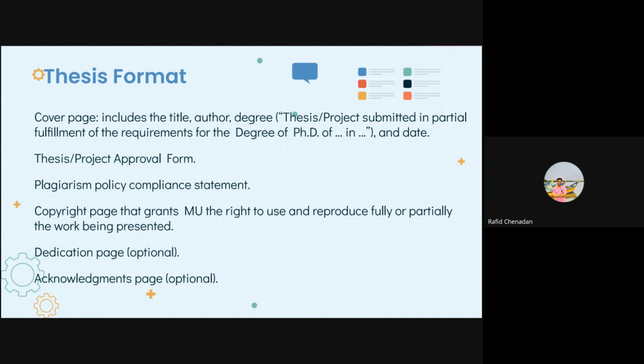For example, when I get a PhD, maybe one or two years after, it would say: this is a project submitted in partial fulfillment of the degree of PhD for this person. Okay, and then there is an approval. You have to say that this is approved, and then there should be a plagiarism report.